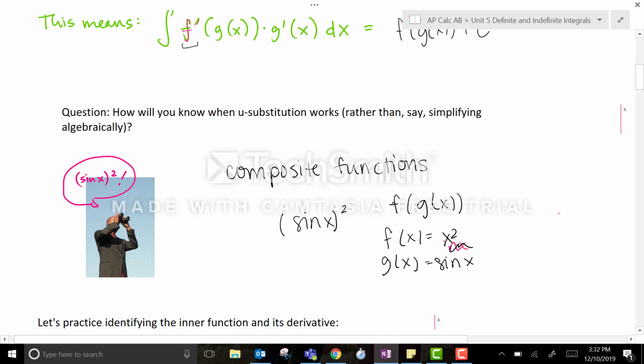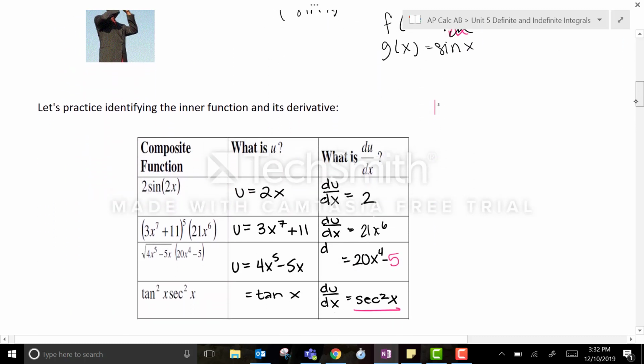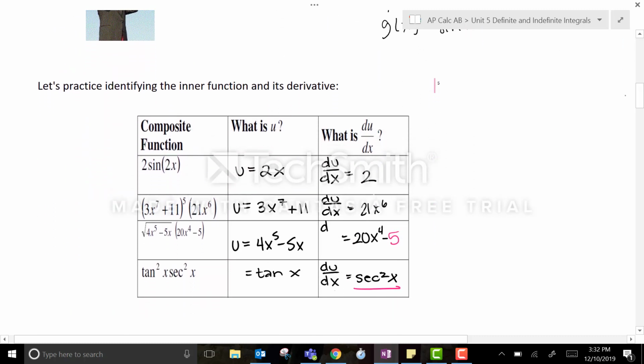So first let's practice with a function, and let's practice identifying what is u, or what is stuff, and what is the derivative of that stuff. I already have this table filled out here to make it a little bit quicker. If I'm looking for u, what is that stuff? That stuff is 2x.